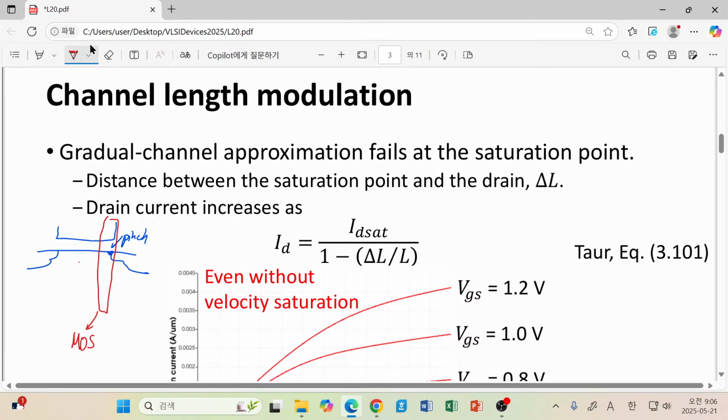So then what is the effective length? In this case, if this is the pinch off point of that operation condition, then this should be regarded as the actual channel length. When we have quite a long channel, whether we have this delta L or not does not make any difference to our output characteristics. But when L itself is not that long, the small delta L introduced due to channel length modulation can have a great impact on our device characteristics.